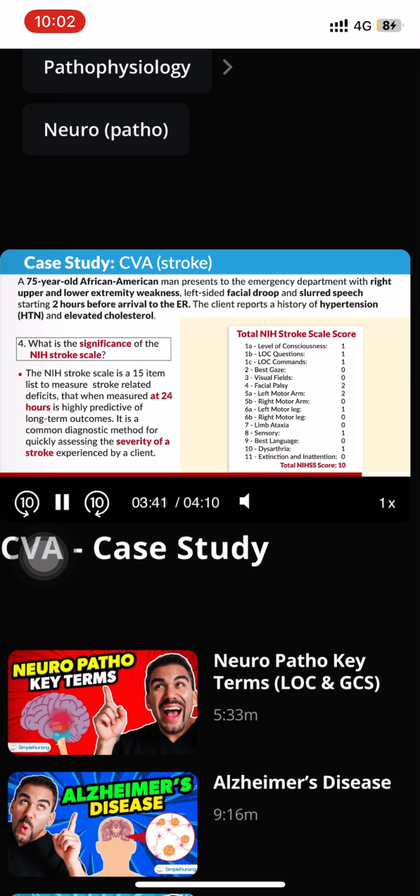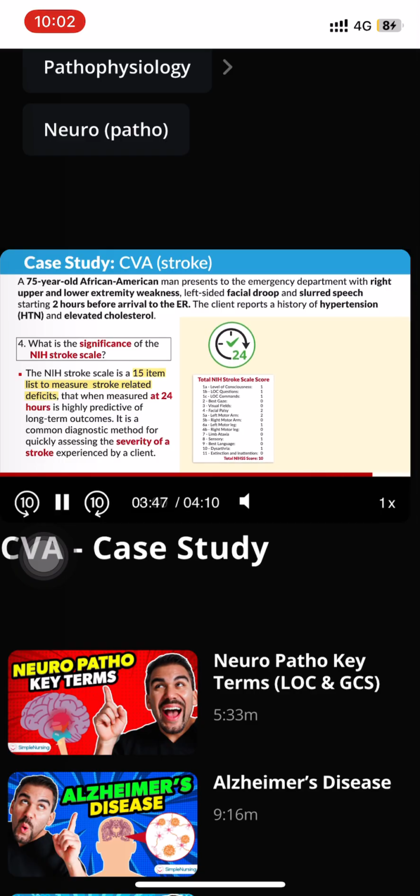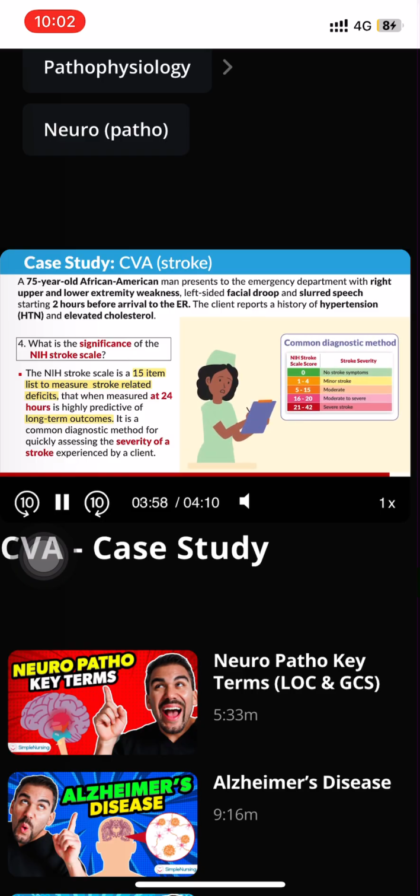The NIH stroke scale is a 15-item list to measure stroke-related deficits that, when measured at the 24-hour mark, is highly predictive of long-term outcomes. Please be sure to write down these key terms here that are highlighted and bolded. Now, it is a common diagnostic method for quickly assessing the severity of a stroke experienced by a client. So please be sure to pause the screen and write down the highlighted and bolded words here, as these are the most tested.